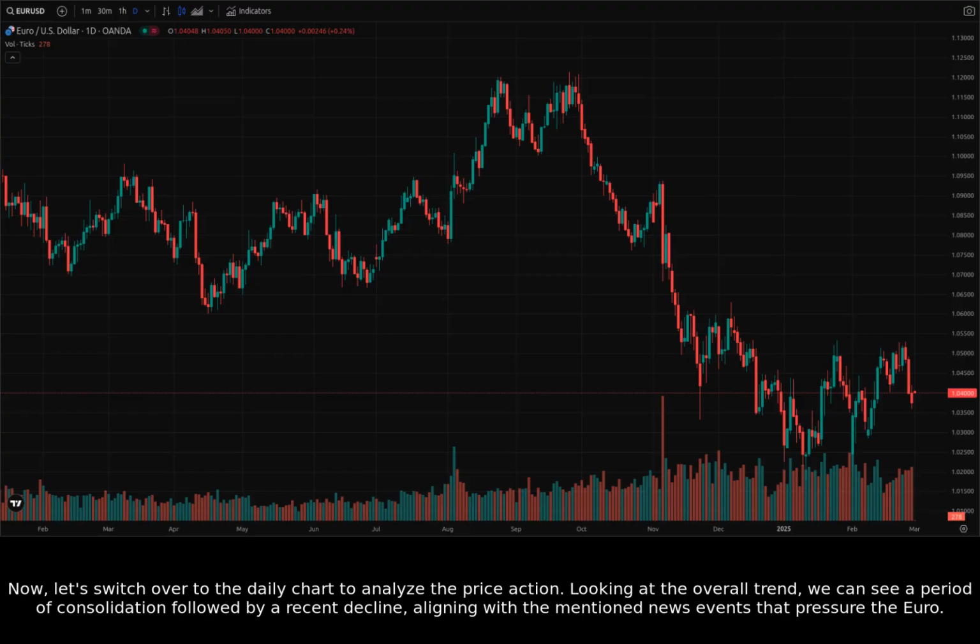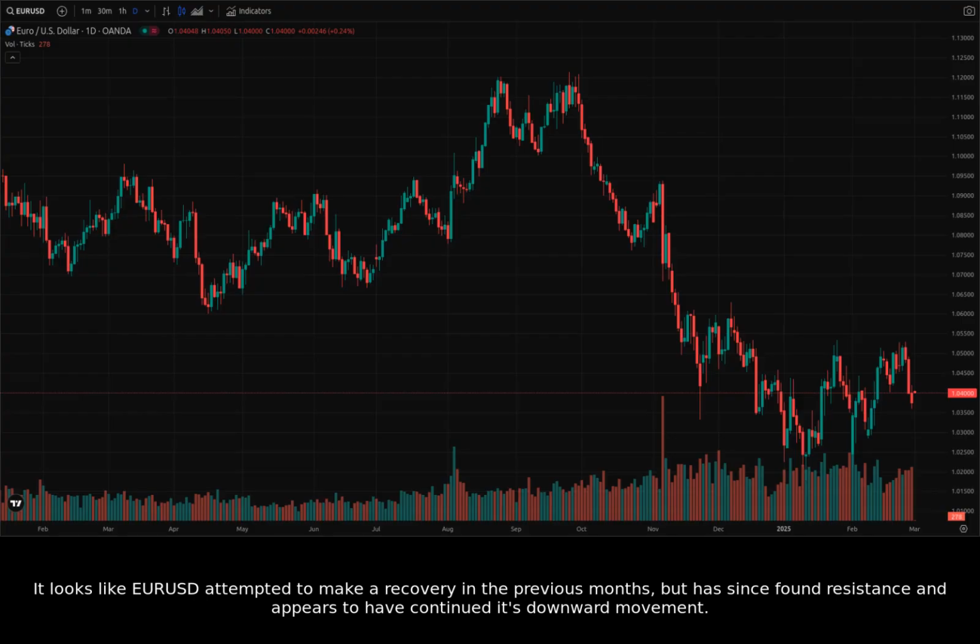Looking at the overall trend, we can see a period of consolidation followed by a recent decline, aligning with the mentioned news events that pressure the euro. It looks like EURUSD attempted to make a recovery in the previous months, but has since found resistance and appears to have continued its downward movement.